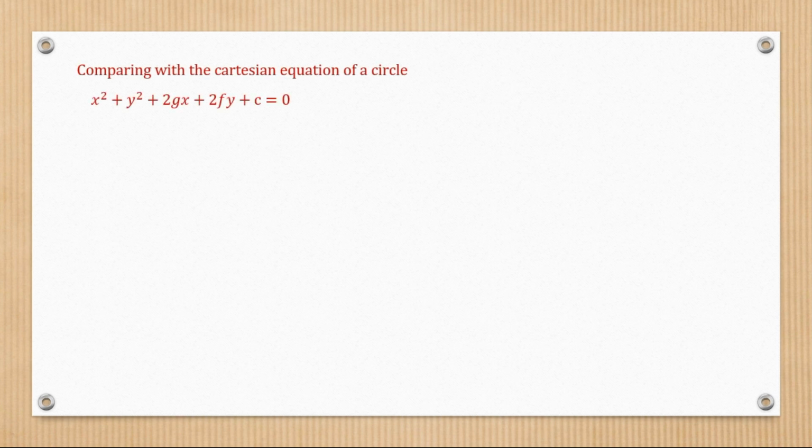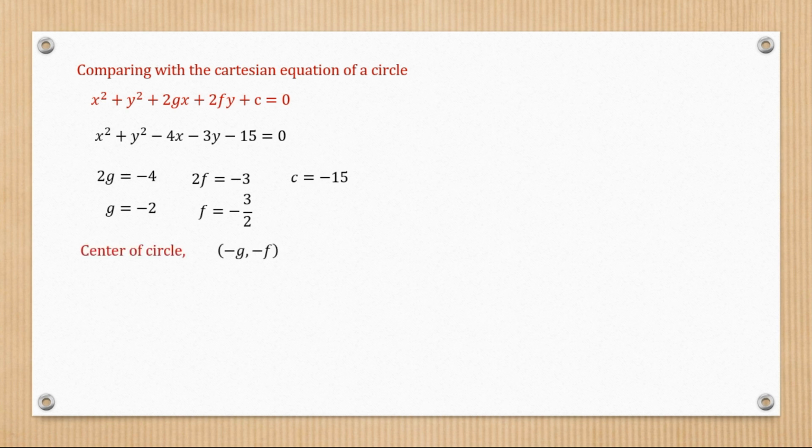So next we are being told to find the coordinates of the center and radius of the circle. So we're going to compare with the general Cartesian equation of a circle. Where we'll see that 2g shall be equal to negative 4, of which g shall be negative 2. And you can say 2f shall be equal to negative 3. So that means that f is equal to negative 3 over 2. Before that, c is also negative 15. So that means that the center of the circle, which is (-g, -f), shall be (2, 3/2).